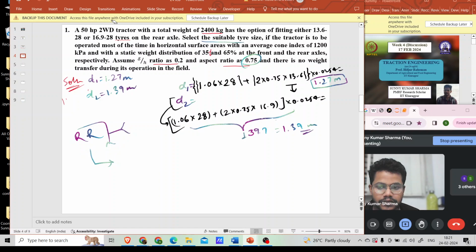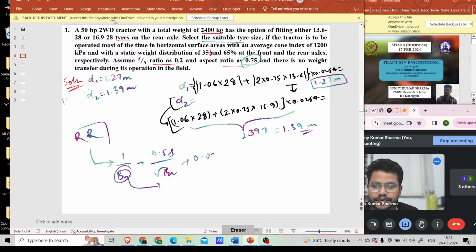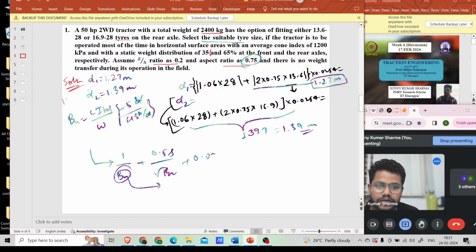It has more parameters compared to the previous one. Correct. So rolling resistance according to Brix's was 1 by Bn plus 0.5 s by root Bn plus 0.04. So you have to calculate basically Bn. So Bn will be CI b d by W into (1 plus 5 del by h) by (1 plus 3 b by d). So B you have to calculate also.